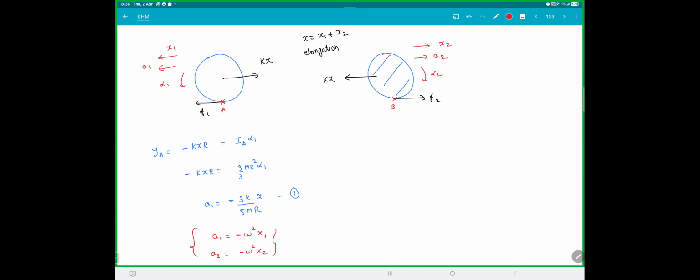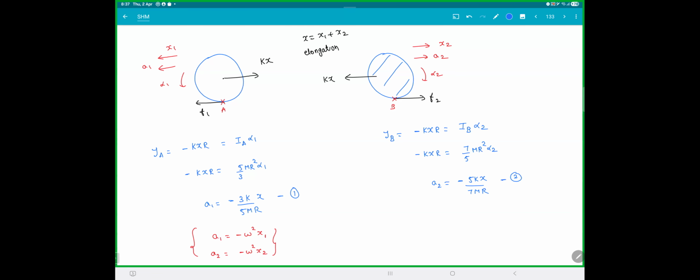What you got here is a1 and a2 in terms of x, but what you want is a1 and a2 in terms of x1 and x2. So same way, if I take torque about B, we can do the same stuff here. Minus kx into r is equal to I about B into alpha 2. This would be minus kxr, and I about B will be 2 by 5 plus 1, so 7 by 5 mr square alpha 2. This would give you a2 is equal to minus 5 kx by 7 mr. Again, the same problem. We don't want this. This is your equation 2.